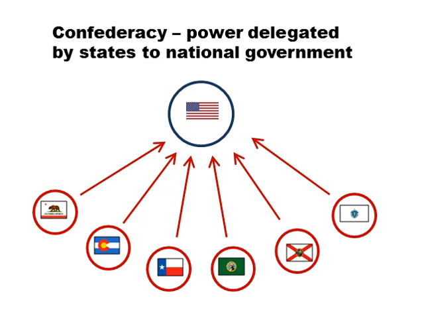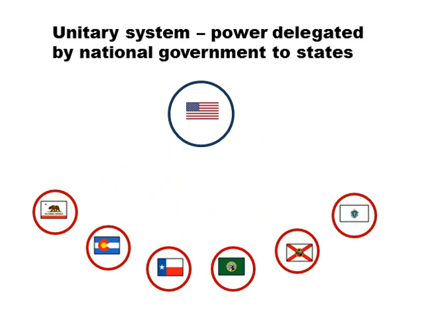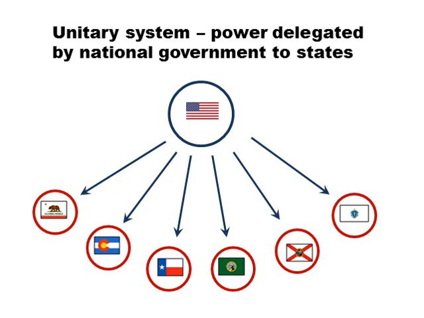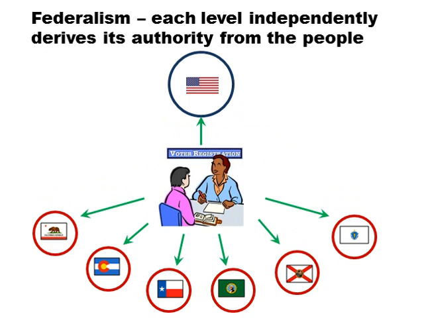Contrasting with the confederacy is a unitary system, where states derive authority from the national government. In a unitary system, states are mere subdivisions with responsibilities dictated by a central government. For centuries, Great Britain has followed this model, as do most European nations. American federalism is a hybrid between confederate and unitary systems because the national government and states exist independently of each other. Each is accountable only to the people. Neither can abolish the other.